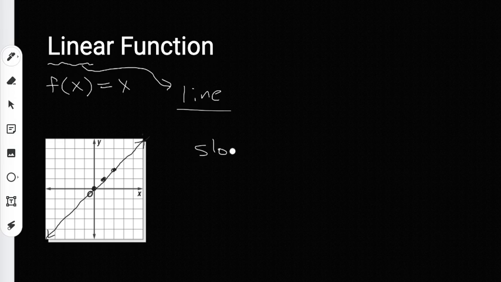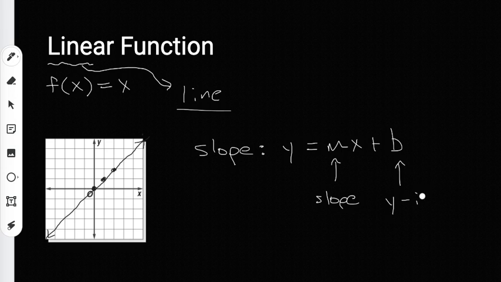The slope of this line is always going to be the number in front of x. So if you have y equals mx plus b, remember that the m is going to be the slope and the b is going to be the y-intercept. In this case, the y-intercept is 0 because it crosses at 0, and the slope for this is going to be 1, at least for this particular function. So that's the linear function. You're going to get a line.